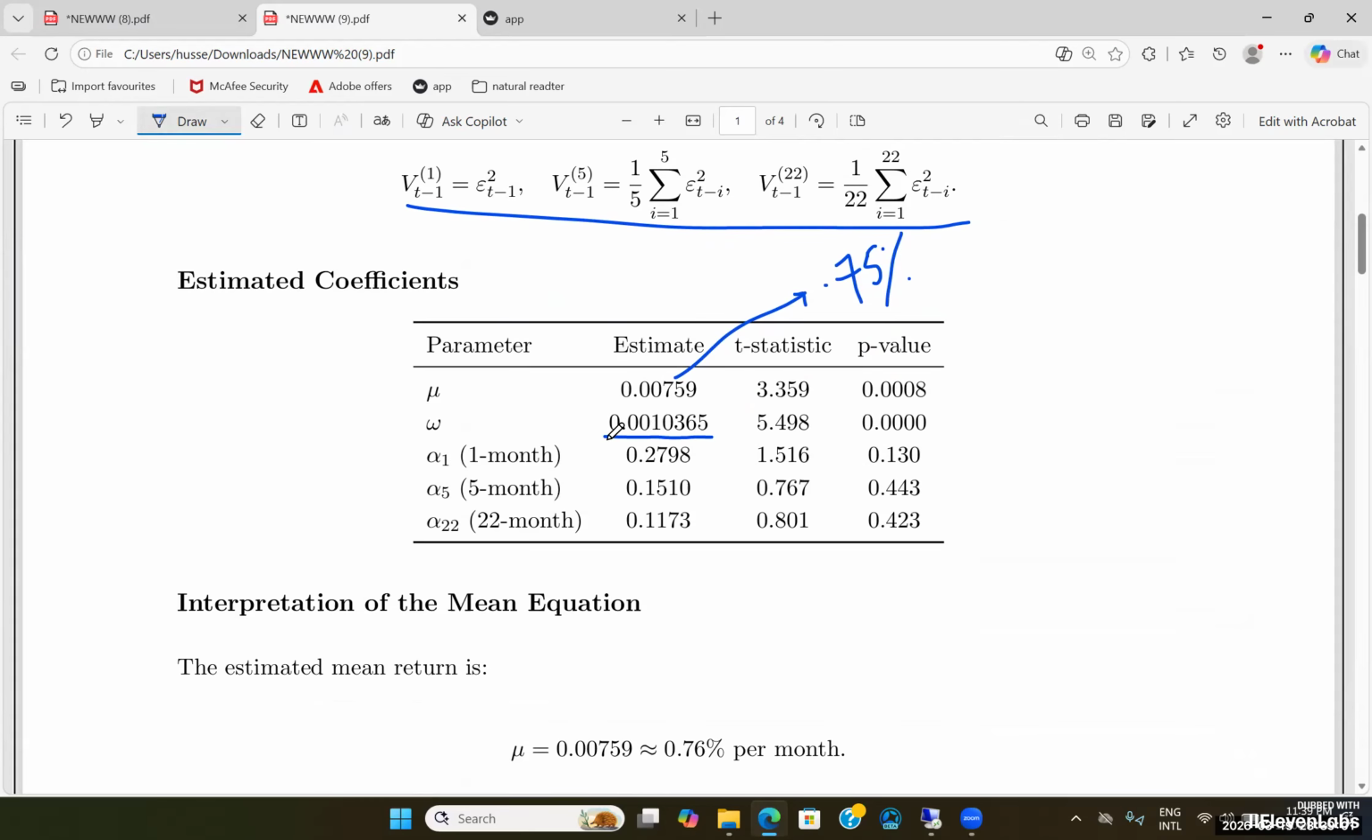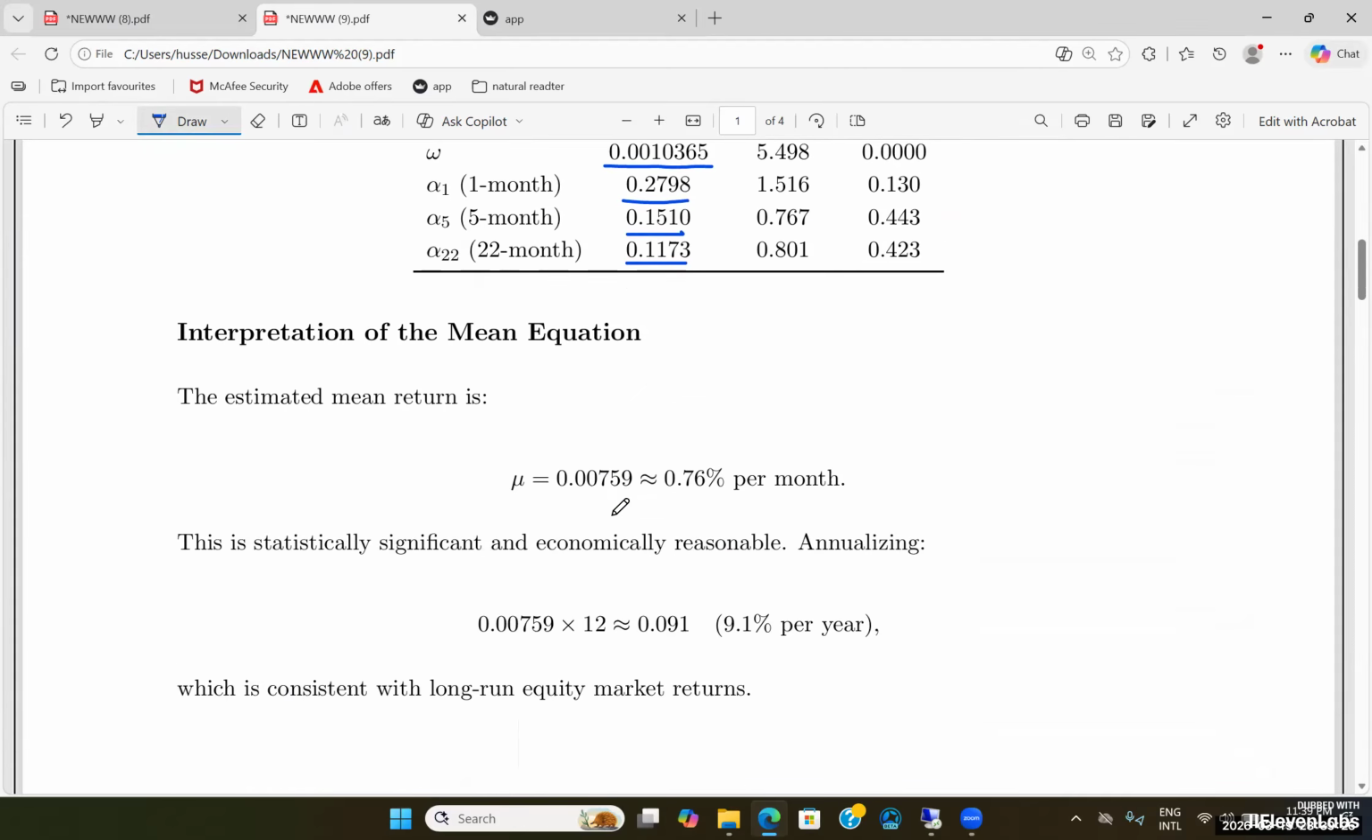That is the baseline, so even if past error shocks have no discernible influence, even if the previous disturbances are entirely without consequence, still we observe volatility appearing. The past 1 month shows an impact of 0.27. Its impact, when considered against the average 5-month period, is 0.15, and the past average 22-month period has an impact of 0.11.